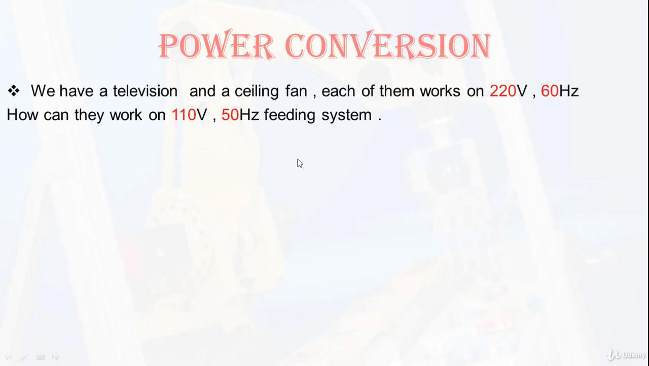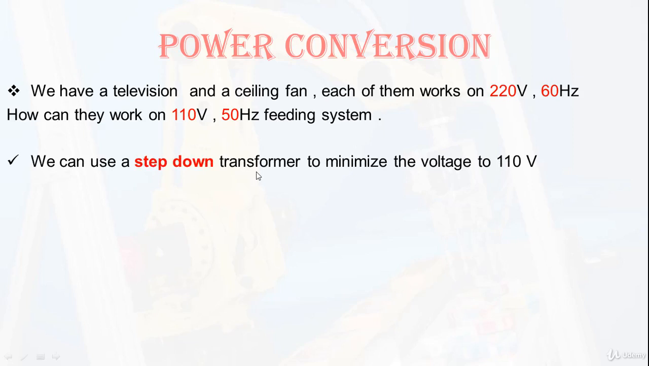So we have an application or a problem here. If we have a television and a ceiling fan, each of them works on 220 volts and 60 hertz. How can we adapt this system, or these loads, to work on 110 volts and 50 hertz only? So easily we can use a step-down transformer to minimize the voltage from 220 to 110 volts.